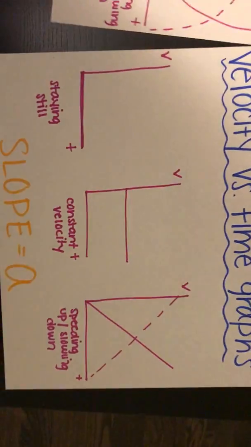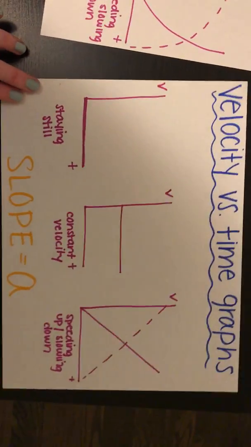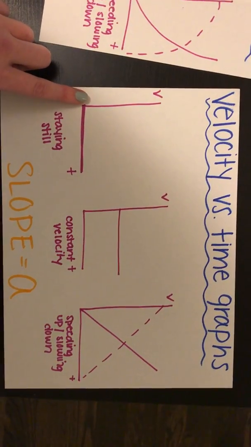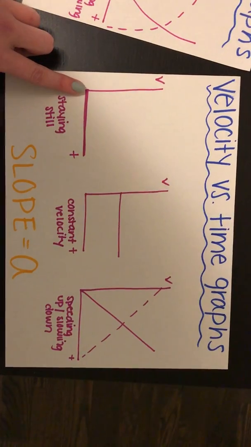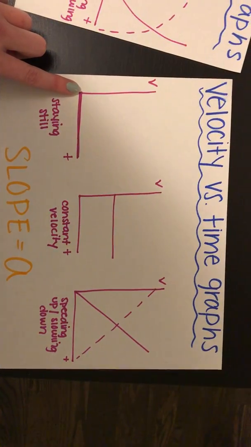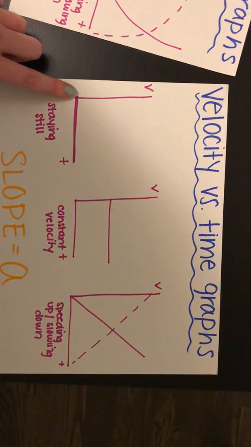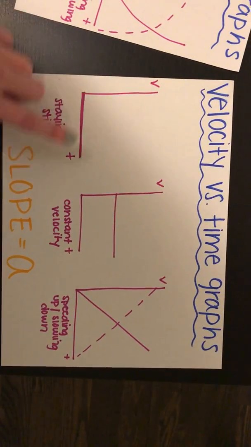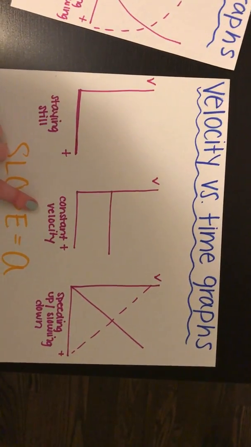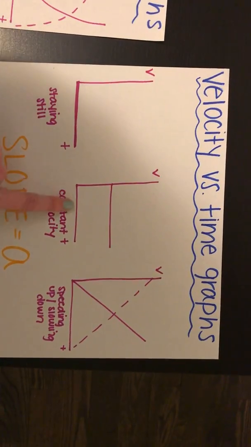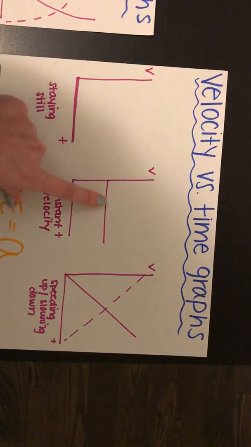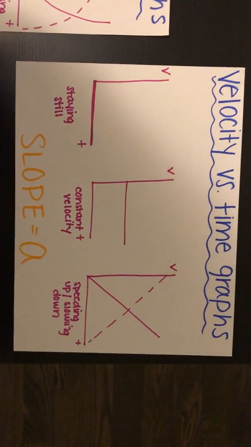Our next graph is velocity versus time. If you have a line sitting right on the x-axis or the origin, that means that you have a velocity or an acceleration of 0. You have a 0 velocity and you are not moving. If you have a horizontal line, that means that you must have a constant velocity. As time goes on, your velocity is not changing. We have a slope of 0.